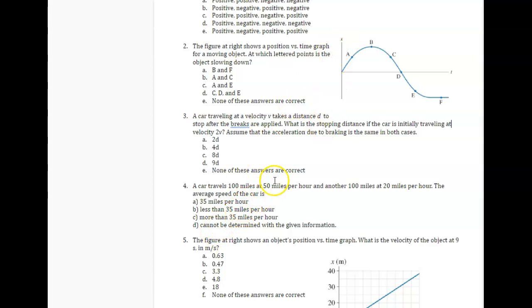This one gets a little bit tricky too because people just like to start averaging things. But we got to be a little bit closer here. So I'm going to draw a picture. A car travels 100 miles, so he goes 100 miles at 50 miles an hour. So that would take 2 hours. And then another 100 miles at 20 miles an hour.